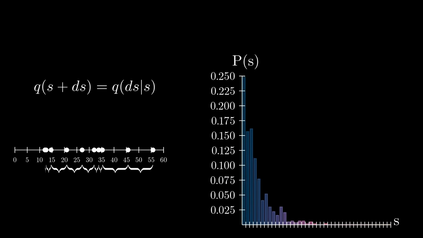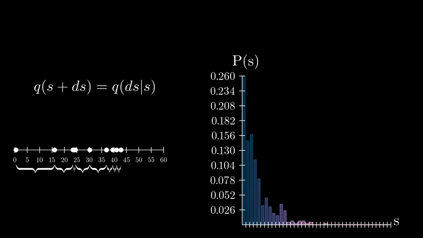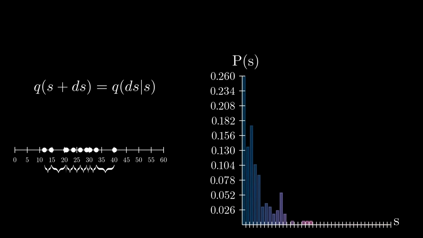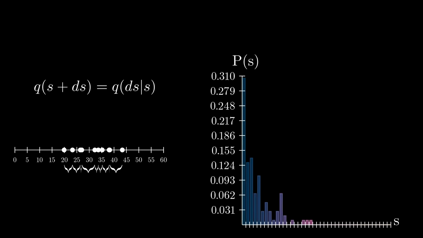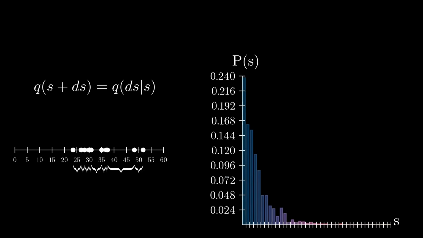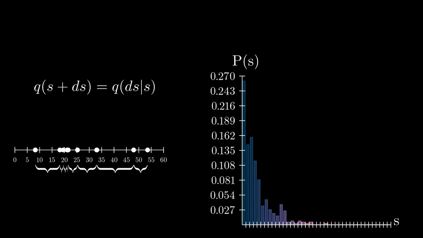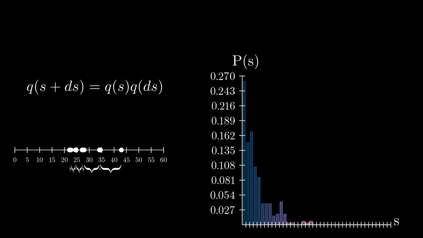We can write out a differential equation for this quantity by considering what happens in a small interval ds. What this equation means is just that the probability that there is no eigenvalue in the interval s plus ds is the conditional probability that there is no eigenvalue in the interval ds, given that there was no eigenvalue in the interval s. In the case of uncorrelated events, this factorizes, and we can write Q of s plus ds is the product of Q of s times Q of ds.